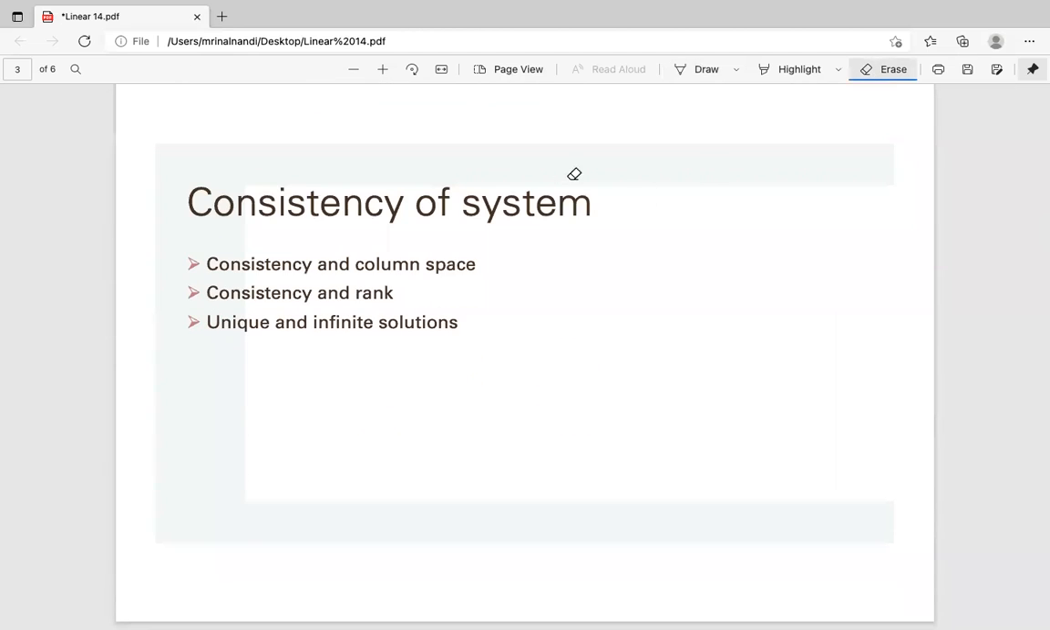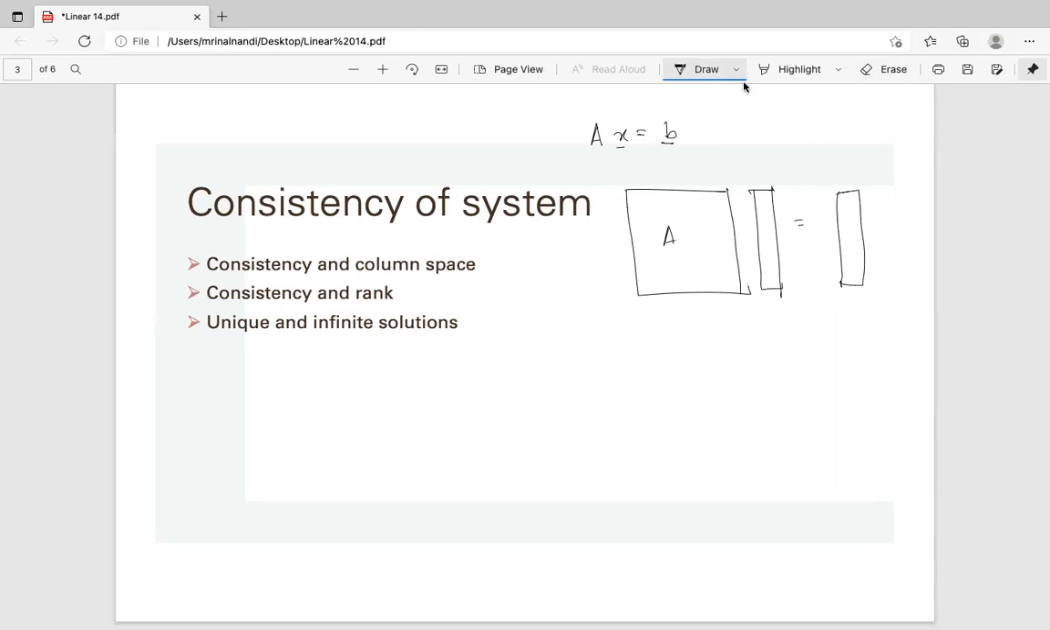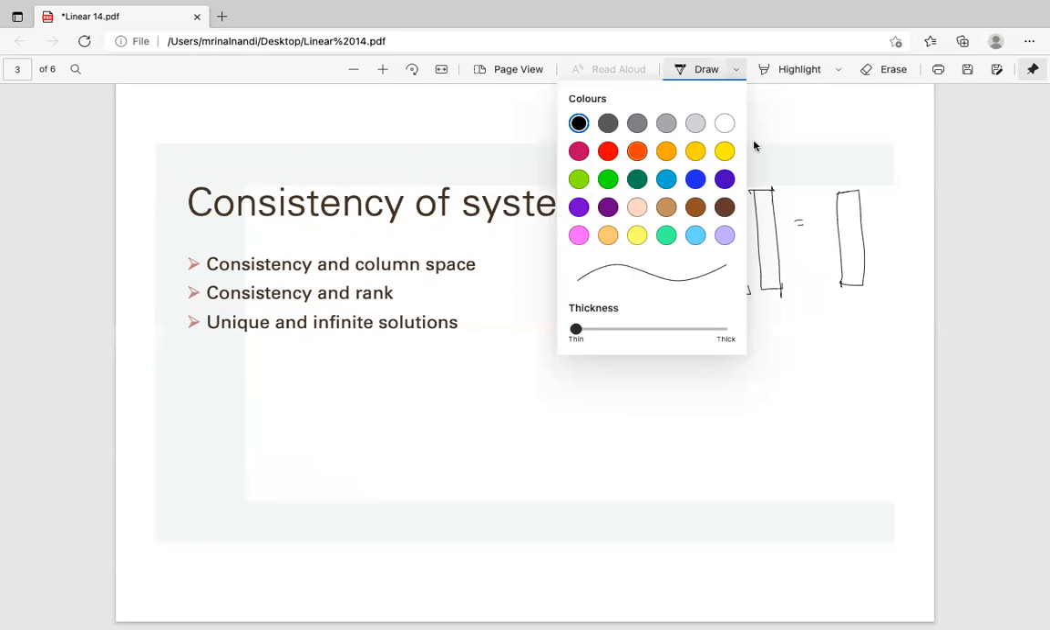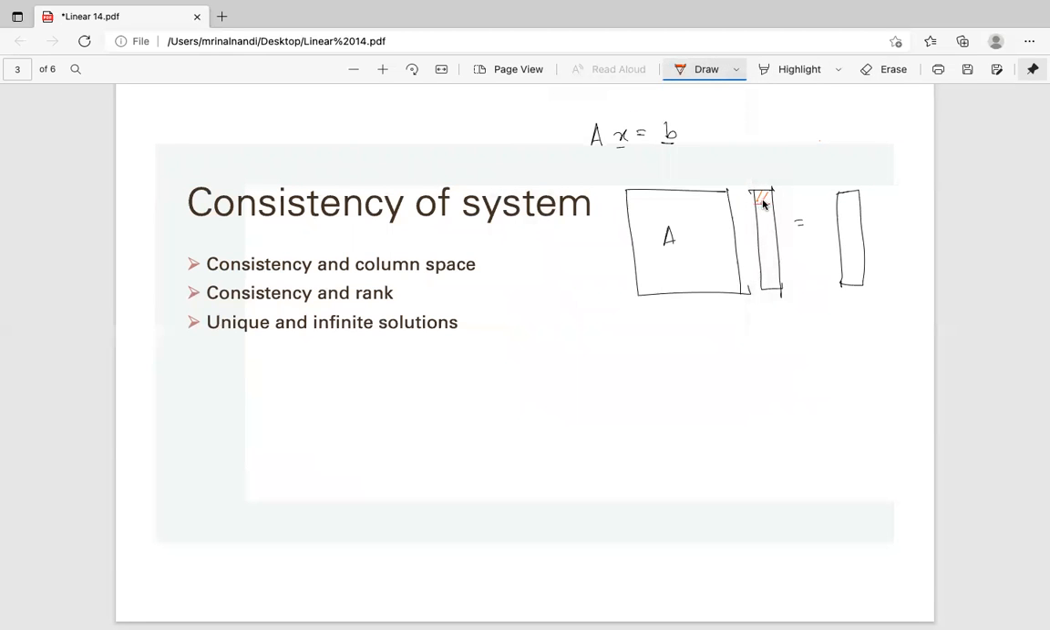Now, consistency and column space. So what is consistency? Actually, it is the column space. If I write this, it means some x exists for which Ax equals b, that means b is just a linear combination of the columns of A. It's just a linear combination of columns of A, because we can easily see that each term of x is always multiplied with the corresponding column.